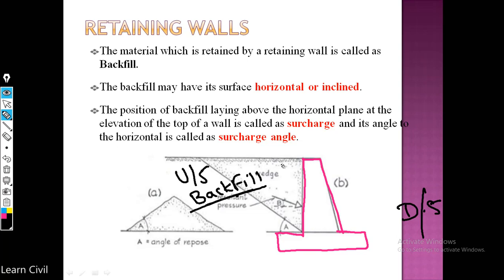Now this particular backfill can be horizontal. You can see in this particular picture the backfill is horizontal. Sometimes there may be a possibility that this backfill is having some slope. It may be having some slope like this, so this soil mass may be like this. This particular soil mass above the horizontal surface is considered as a surcharge.